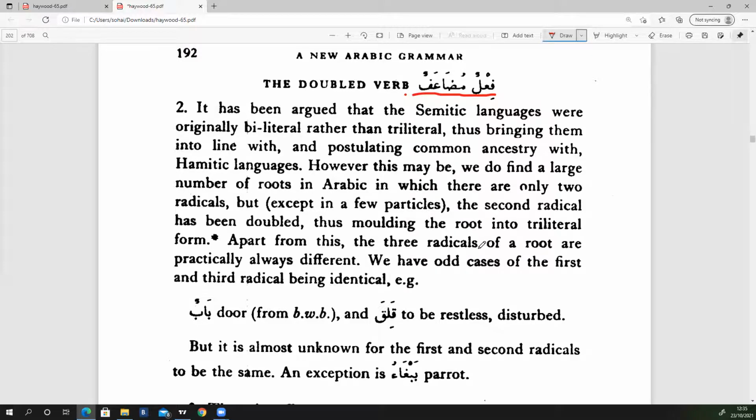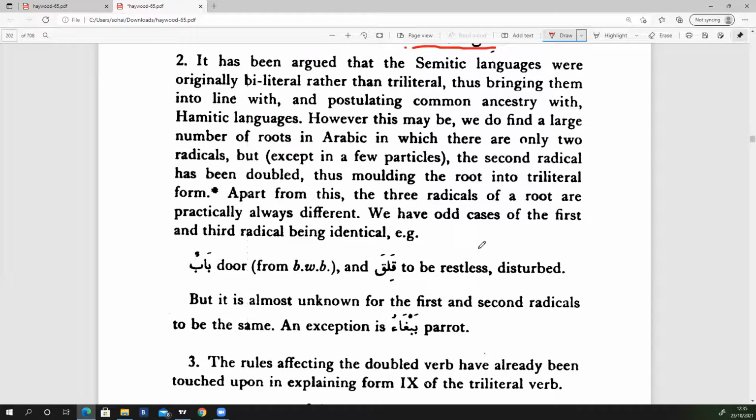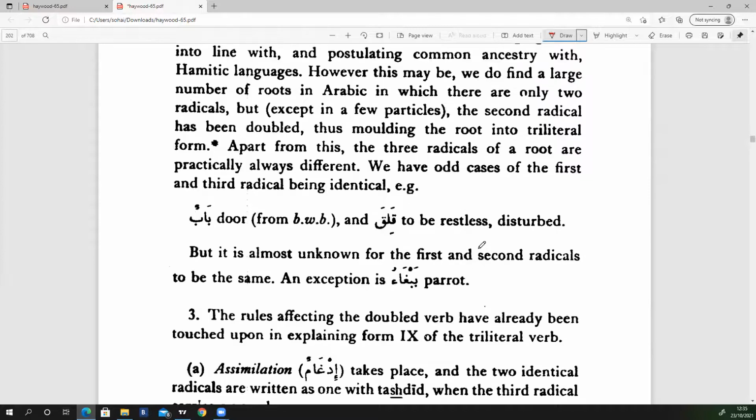So basically, in a nutshell, this is to do with when a verb has two same letters next to each other. First, he starts off by giving an example that sometimes in nouns we have two root letters, but they are sometimes separated. So here, the root letters are ba, waw, and ba. And waw became alif. We will learn later why it became alif. It will become clear when we do it in about 3-4 weeks' time. And qalika, to be restless. Again, this is a verb. It has two root letters, qaf and qaf, which are the same. First and third root letters are the same.